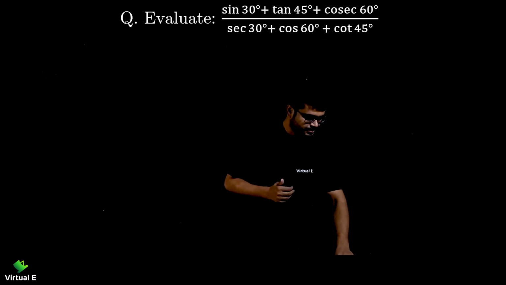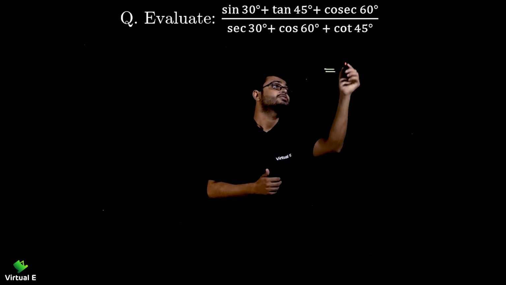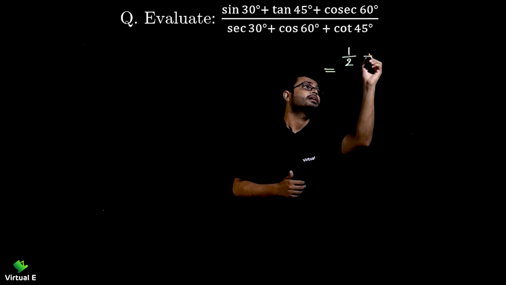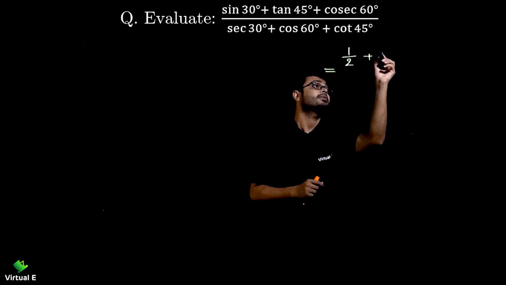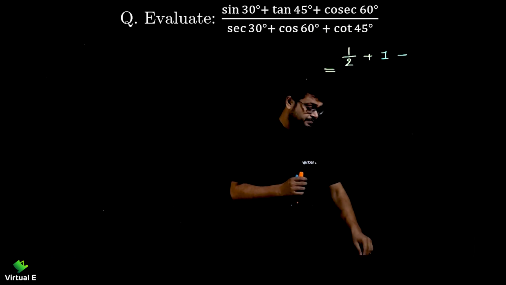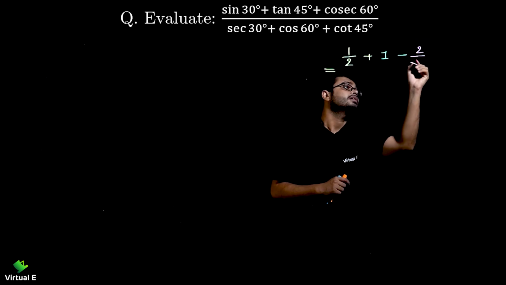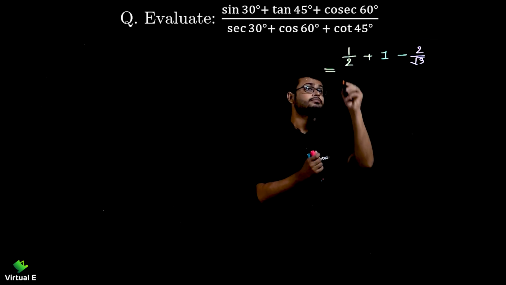So let's start. First of all, it is sine 30. So sine 30 is 1 by 2. Then it is plus. Next is tan 45. Tan 45, very simple, remember, always 1. Then minus cosec 60. That is 2 by root 3. Done? 2 by root 3. And this is your denominator.